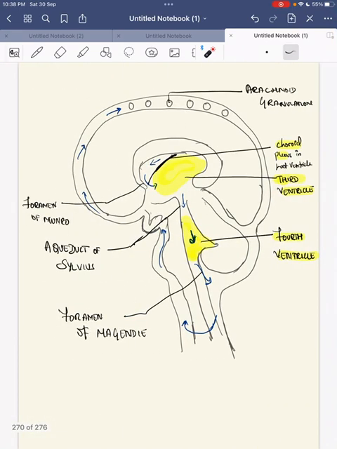From the subarachnoid spaces it enters the arachnoid villi granulations present in the superior sagittal sinus, where the absorption takes place. So this is the circulation of CSF.